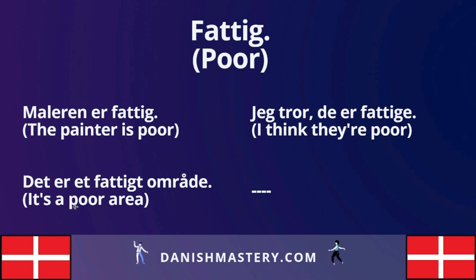Maleren er fattig. The painter is poor. Very straightforward. Det er et fattigt område. It's a poor area. Like within a city, there's a certain area that's poorer than another one, or than the rest.